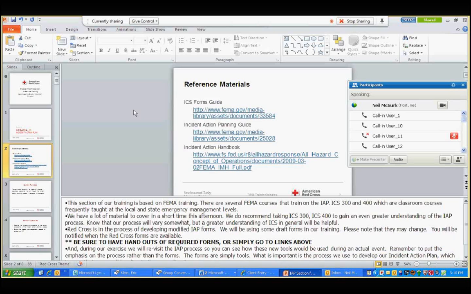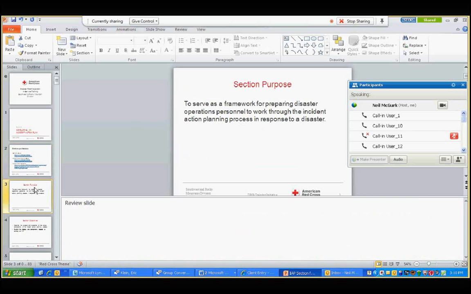And then the next few slides talk about the section purpose, the direction that we're going as an organization. And again, this is another reason to highlight why it's important that we're not trying to make everybody experts in the incident action planning process, but the intention of the course and the design of this session is to ensure that people have a general understanding of the direction that we as an organization are going.